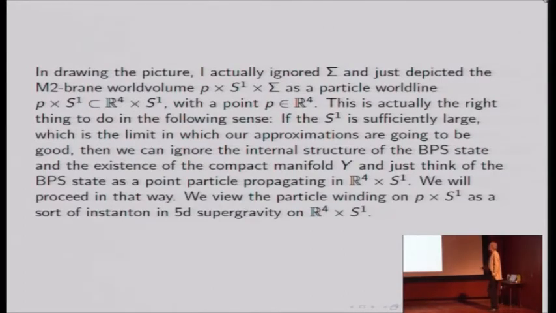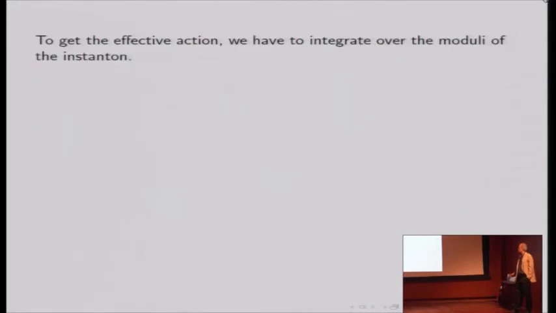So we view the particle winding on P times a circle as a sort of instanton in 5-dimensional supergravity on R4 times a circle. I should say there are a lot of calculations like this where wrapped branes are interpreted as instantons. Of course, it's older in the context of world sheet instantons in string theory, but for branes such as wrapped M2 branes, an important early paper was by Strominger and the Beckers in 1995, or perhaps 96.